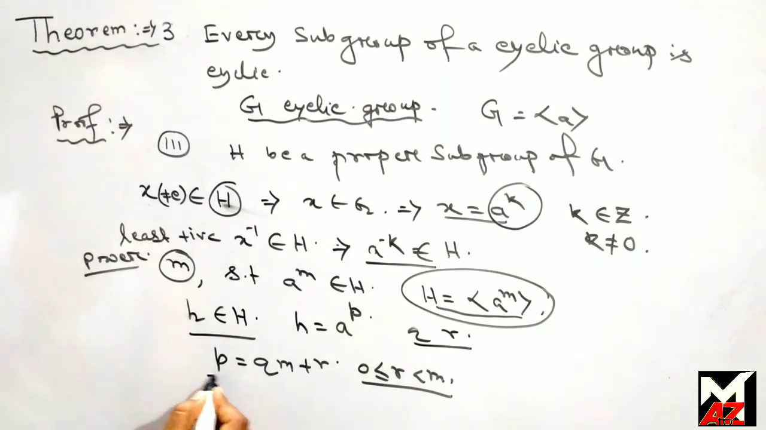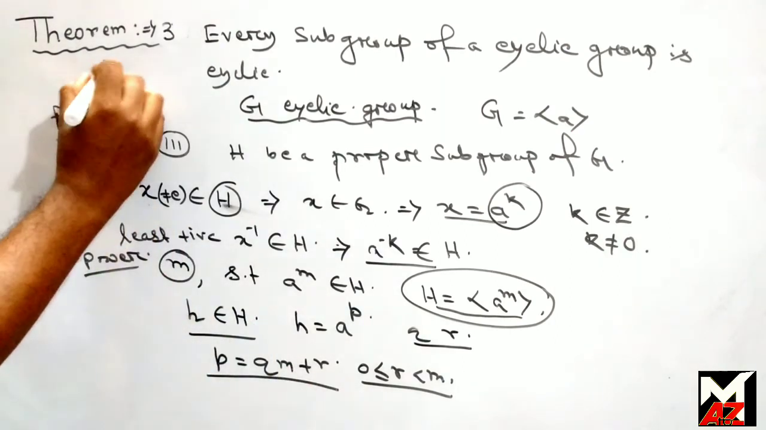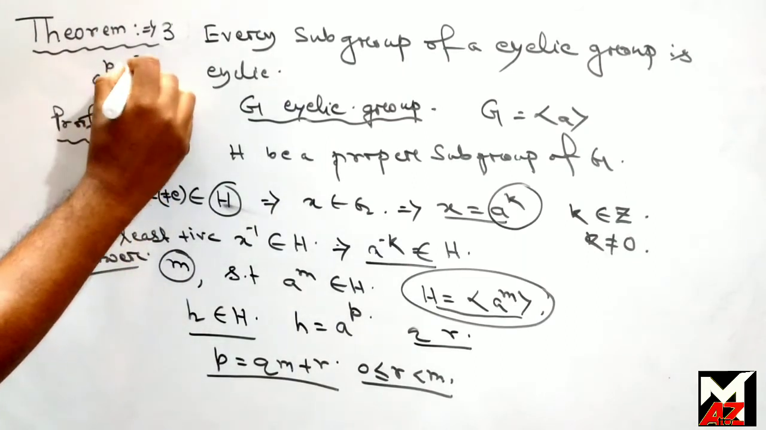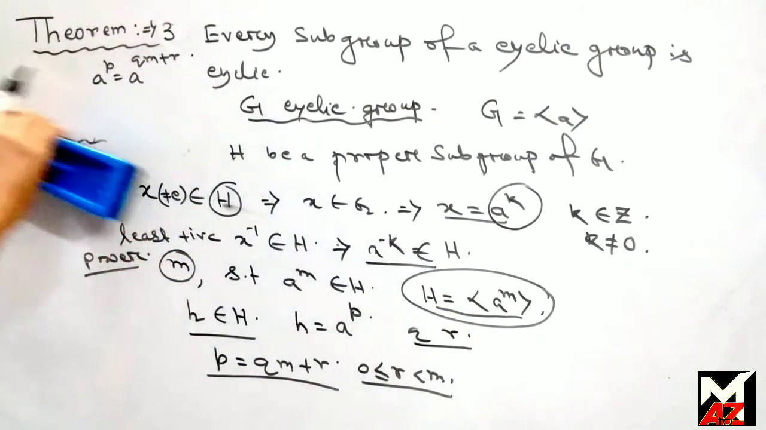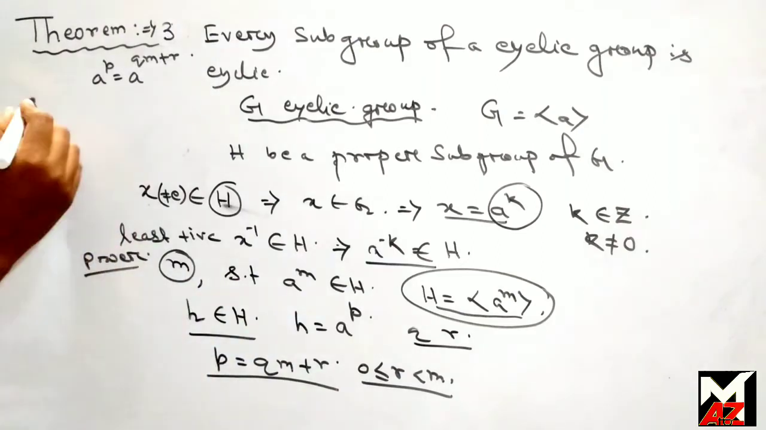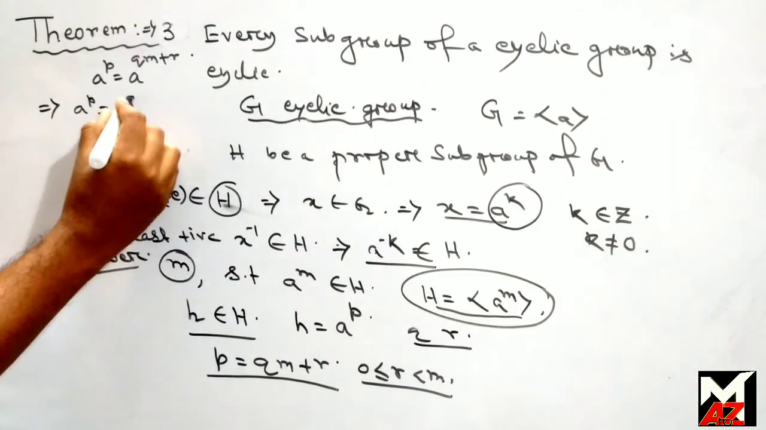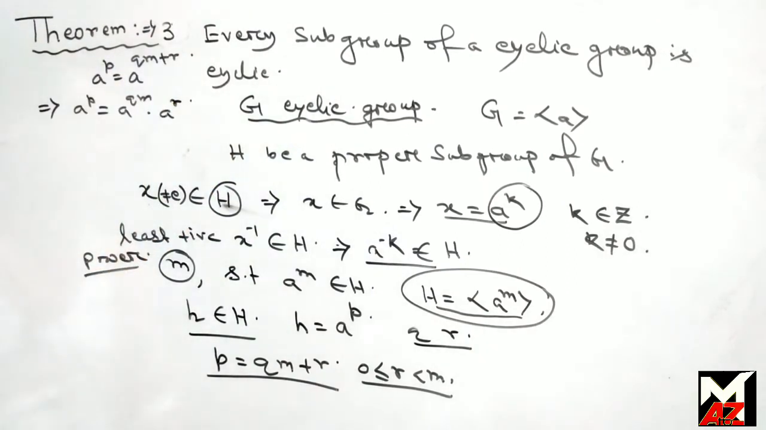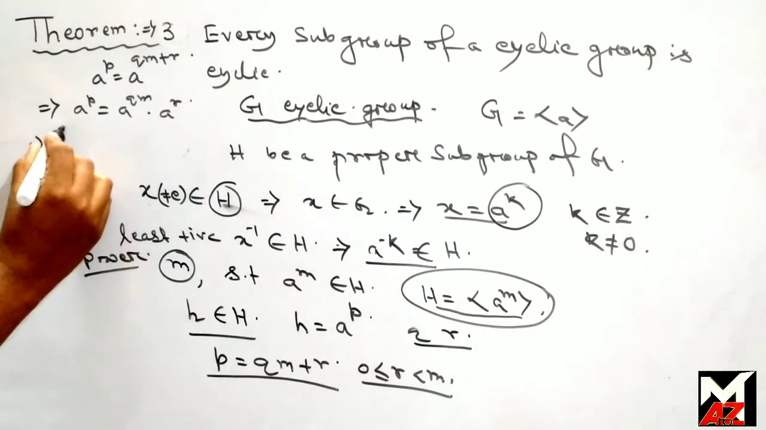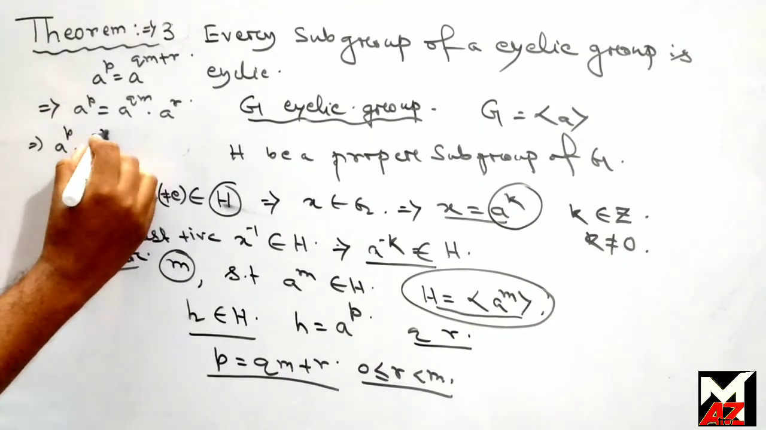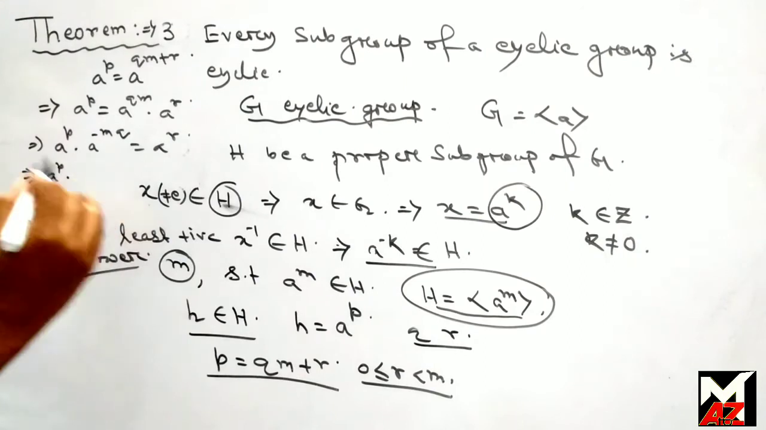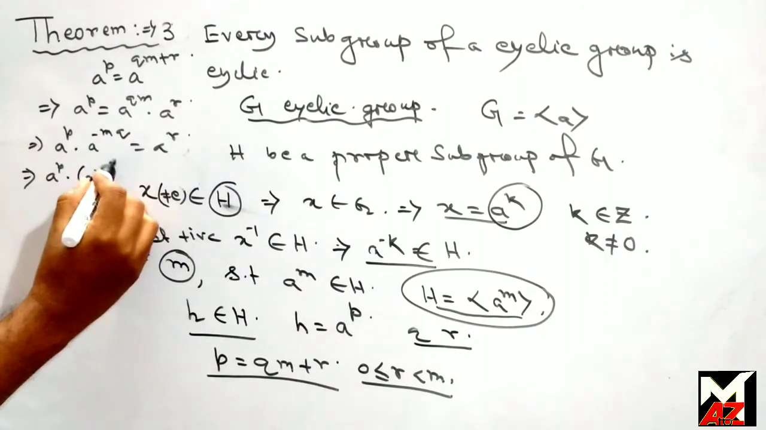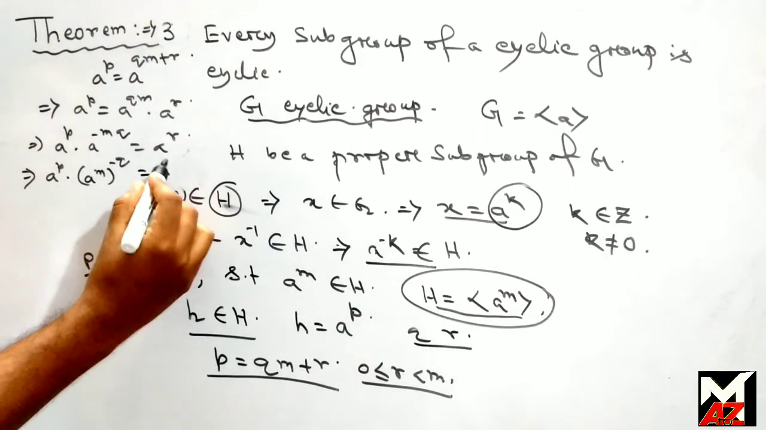Now if we write a to the power P is equal to a to the power QM plus R, then from this relation we can write a to the power P is equal to a to the power QM into a to the power R, and a to the power P into a to the power minus MQ is equal to a to the power R. Now a to the power P into a to the power M to the power minus Q is equal to a to the power R.